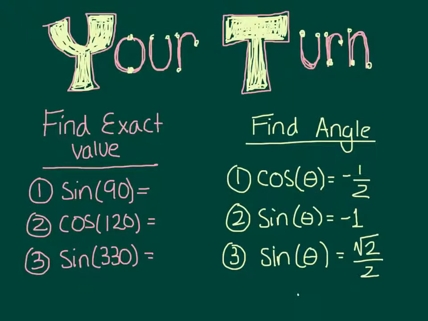All right, so now it's your turn. You're going to need your unit circle. In the first three, I want you to find the exact value. So that's something like square root of 3 over 2, or 1/2, or square root of 2 over 2, negative 1, something like that. In the second three, you're finding an angle. So you're looking at the degrees. So your answer is going to be like 30 degrees or 90 degrees or something like that. Good luck.